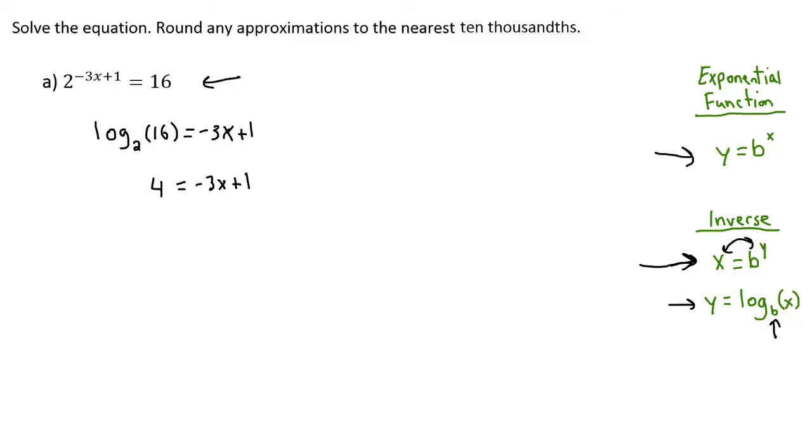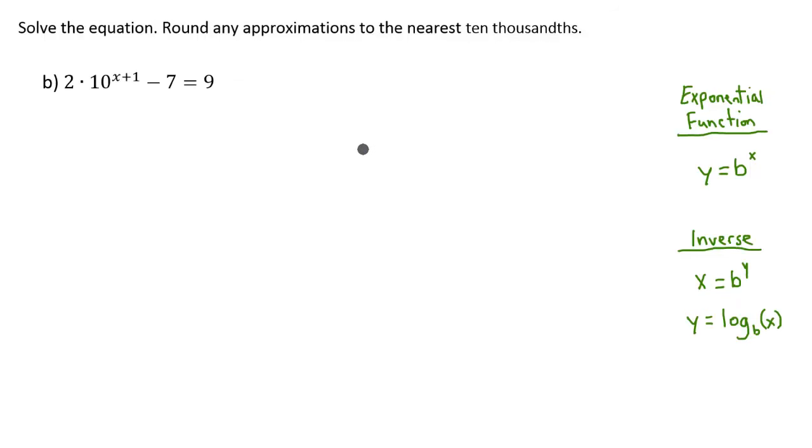Okay, now we just want to finish solving this like a regular equation. So we're going to take away 1 from both sides. That's going to be 3 equals negative 3x. Then we're going to divide by a negative 3. That goes away. Divide this side by a negative 3. And we're left with x equaling a negative 1. And that's going to be our final answer.